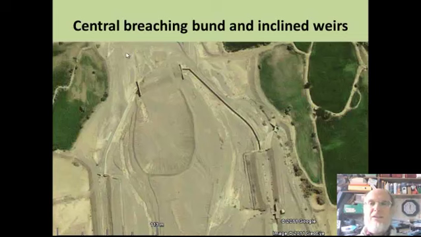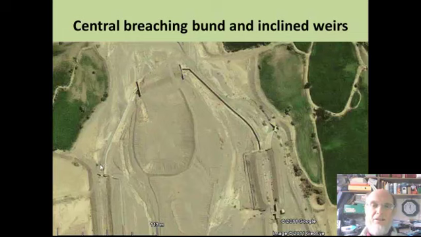This design, also in Wadi Tuban in Yemen, is an innovative design showing a central breaching bund here and 2 inclined weirs which lead the flow towards the intakes on each side. Seems to be working quite well. The inclined weirs not only lead the water towards the intakes, it means you can get a longer crest length within a wadi width.